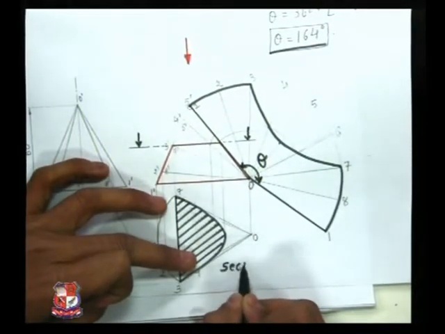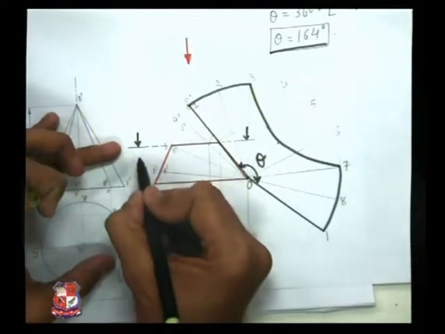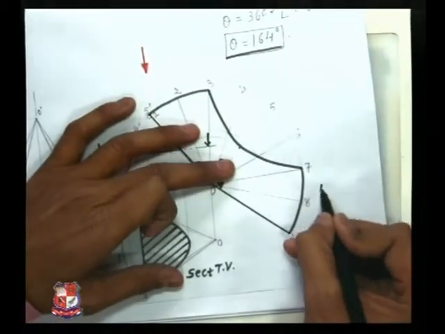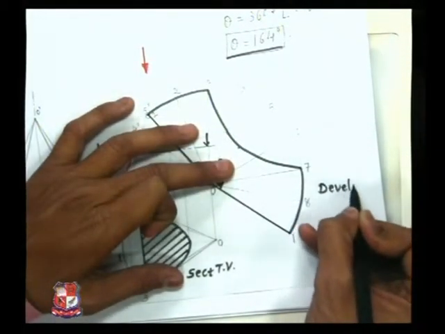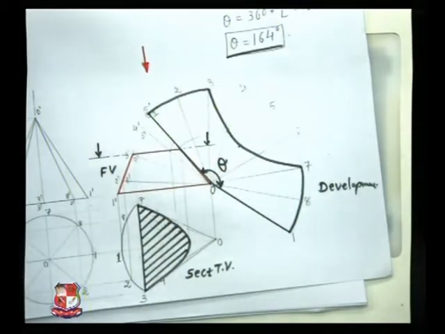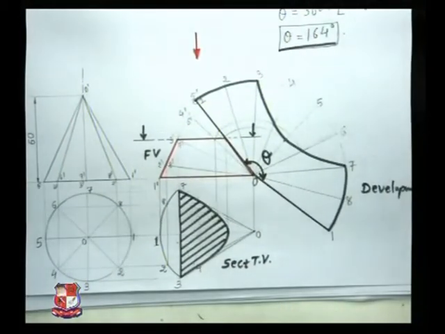It's a sectional top view, right? This is the sectional top view, this is the front view, you can write it over here, and this is the development of the section. You can write here it's a development. And don't forget to insert the dimension angle theta in this drawing. So I hope the solution of this problem is clear to you.